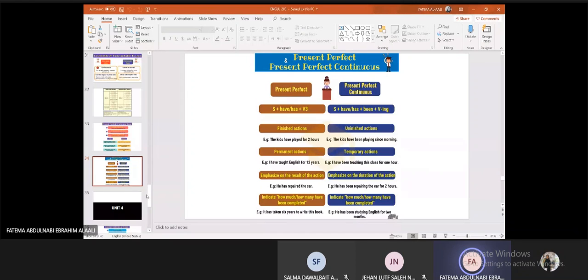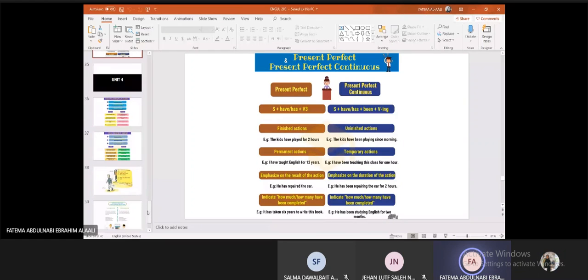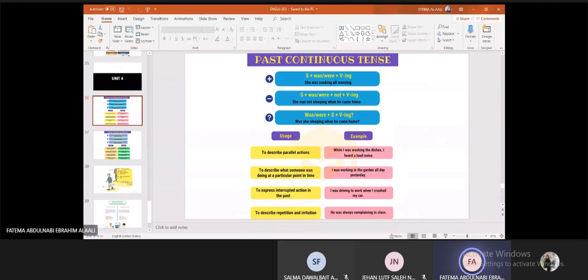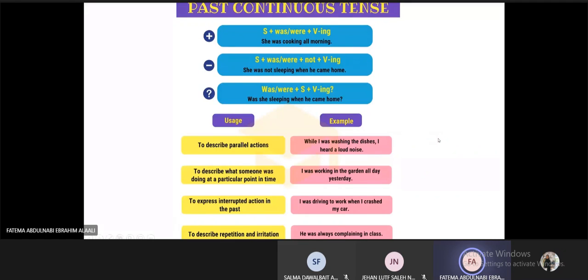So we have finished with Unit 3. Unit 4: the past continuous tense. Again, form and uses. The form, we have two forms. The first one is with she, he, it, and I plus was. I was cooking all morning. She was cooking all morning.